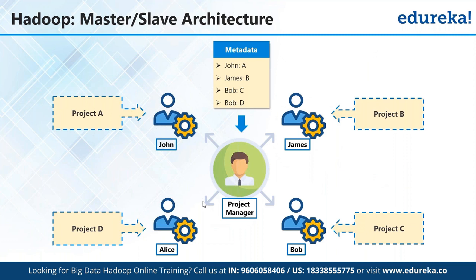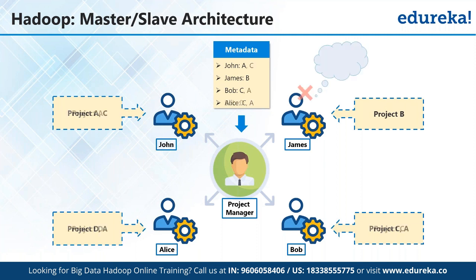You see the project manager, John, James, Alice and Bob. These are four people working on the project, let's say, on four different projects, A, B, C, D, and the project manager is monitoring these four projects. So what is metadata? In master slave architecture, the master, the manager, knows the metadata, the information: John is working on A, James on B, Alice on C, Bob on D.